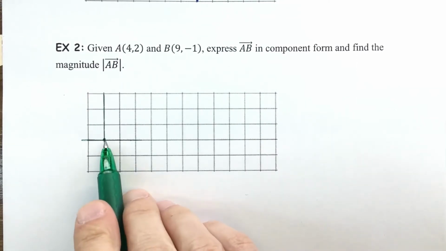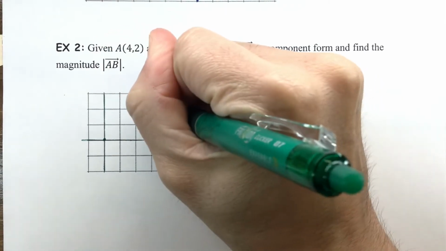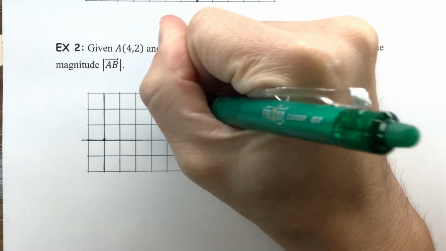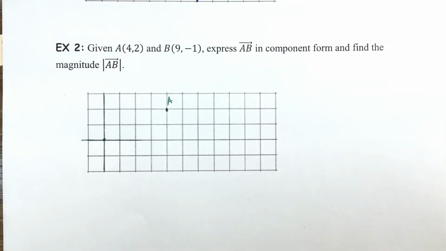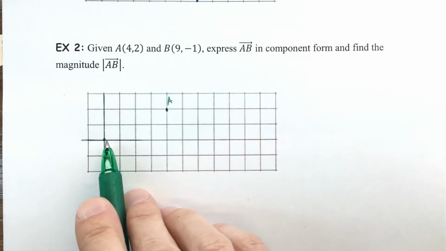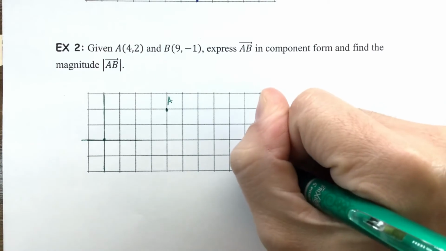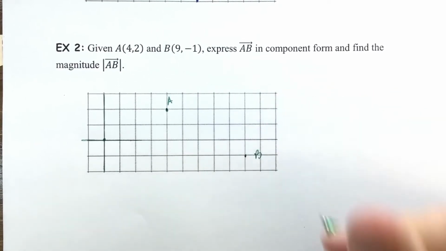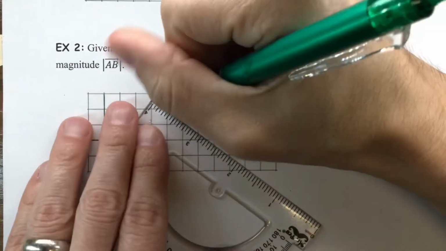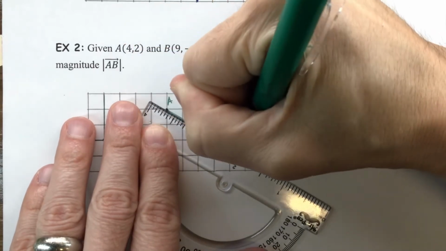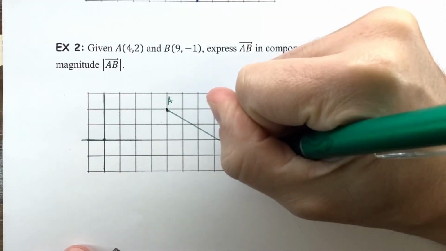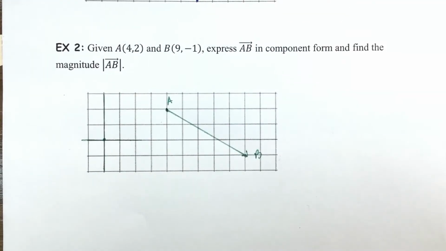Point A is going to be at (4, 2). So that's A. And B is going to be at (9, -1). So that's 4, and we've got 5, 6, 7, 8, 9, and we'll be down 1 at B. So this is our vector, which is based off of a couple of points in the coordinate system.